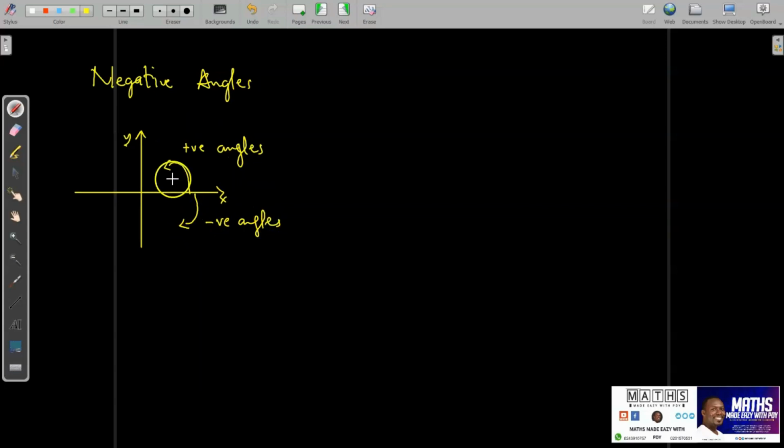The reason why we are looking at how to manipulate negative angles is that there's another subtopic we'll be considering, which is equations involving trig. Sometimes you may get your angles as negative, but you need to get the answer in a positive angle form. That is why you need to know how to work with negative angles.